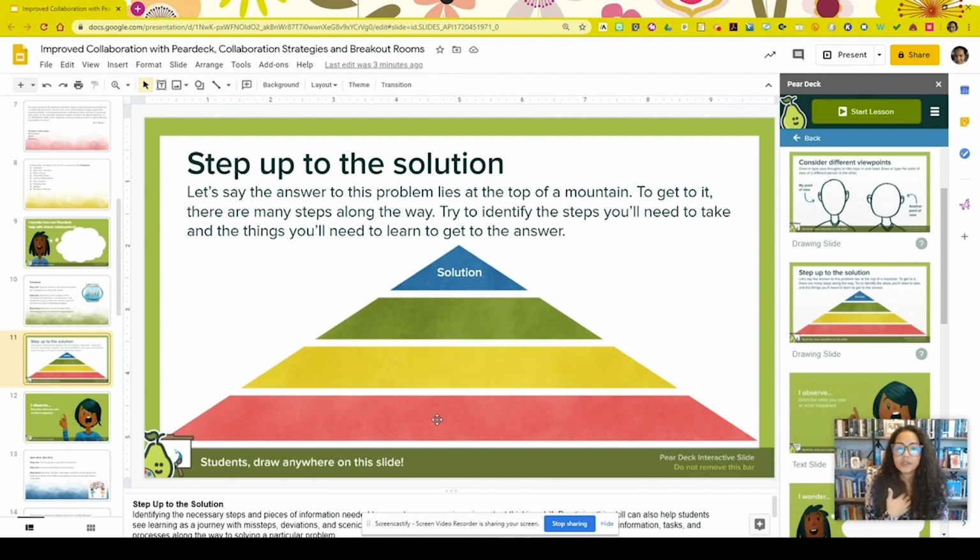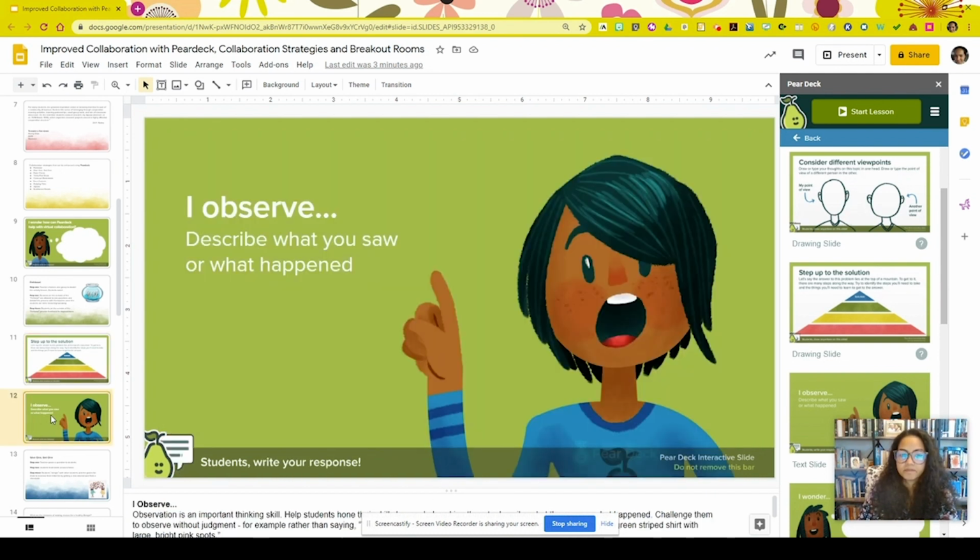And I, as the instructor, I would pull this stuff up and I could go through, and as a whole group, we could have a discussion about what we saw using what was inputted into these two slides.